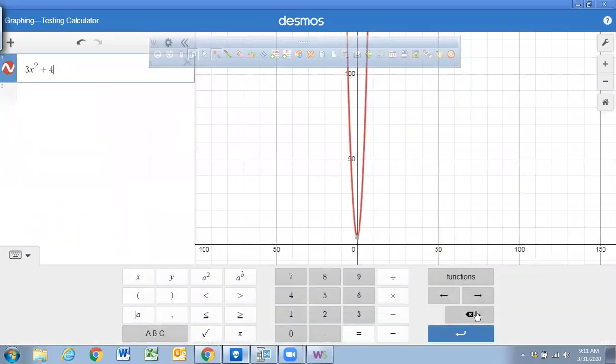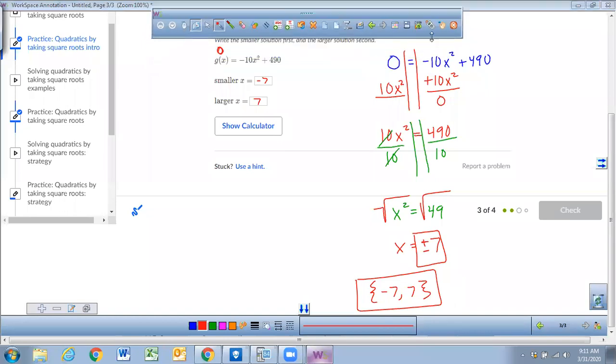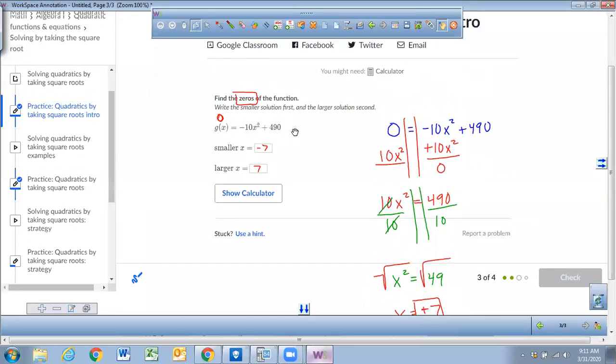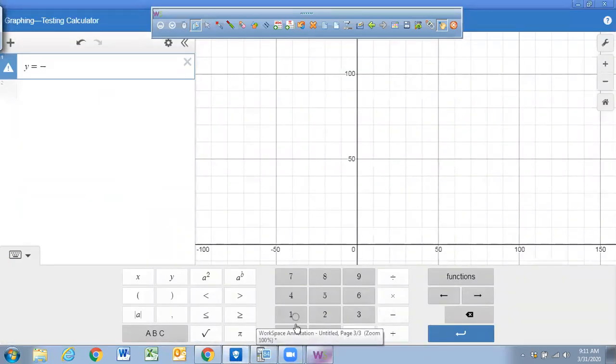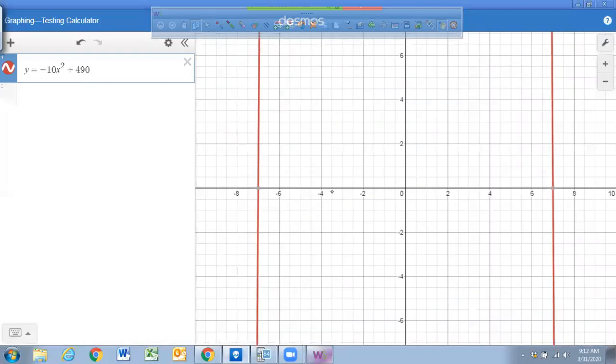If you want to check your answer, you can go to Desmos and put y equals and write down the equation. Our equation was negative 10x squared plus 490, so we write that in exactly as it appears. You can see where it hits the x-axis, where the zeros are. It's at negative 7 and positive 7. That's a way you can check your answer. If you do it by hand, you can check your answer for your zeros. Negative 7, positive 7.